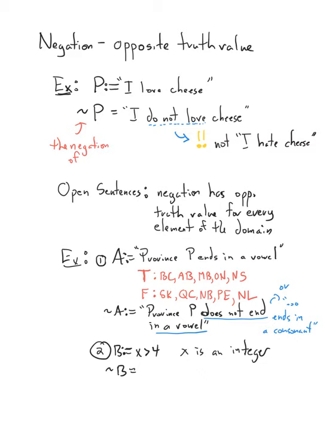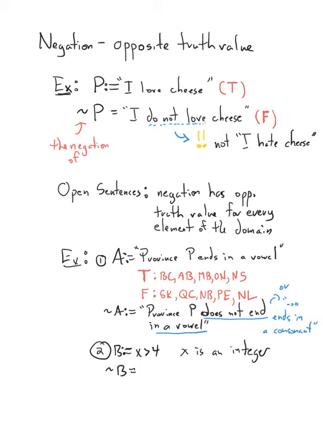I love cheese. In fact, that is true, for me anyway. Everybody else may have a different opinion, so maybe this is false for you. But I love cheese, so that is a true statement for me. The negation of that would be a statement with the same context that has the opposite truth value. So for me, the statement "I do not love cheese" is false. So the negation of "I love cheese" is "I do not love cheese."